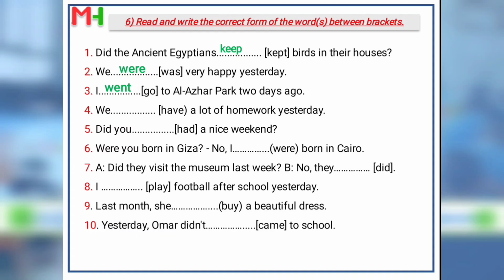Excellent. Number 4. We ___ a lot of homework yesterday. Yes, you noticed yesterday. So the main verb here is have, and we know that the verb have is an irregular verb. So we had a lot of homework yesterday.